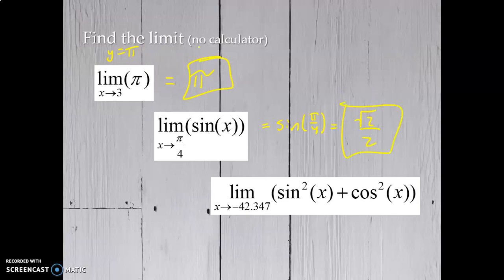Now this one, some of you guys are like, without a calculator, how am I supposed to do this one? But there is a trig identity that says sine squared plus cosine squared is 1. So this is really the limit as x approaches -42.347 of 1, which is 1. You're graphing the line y equals 1. Doesn't matter what x value you're approaching, the answer is always 1. All right, so this was going back to last semester, just basic limits, evaluating them, and a lot of times you can just plug the value in.